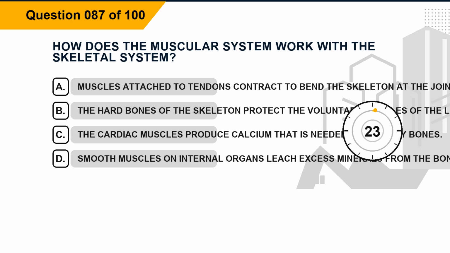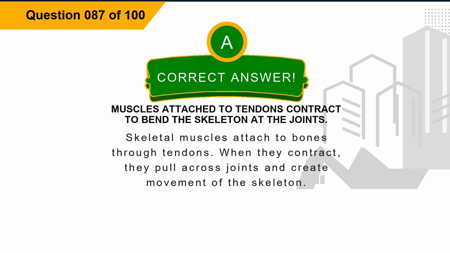Question 87. How does the muscular system work with the skeletal system? Option A, muscles attached to tendons contract to bend the skeleton at the joints. Option B, the hard bones of the skeleton protect the voluntary muscles of the limbs. Option C, the cardiac muscles produce calcium that is needed for sturdy bones. Option D, smooth muscles on internal organs leach excess minerals from the bones. The correct answer is option A. Muscles attached to tendons contract to bend the skeleton at the joints. Explanation. Skeletal muscles attach to bones through tendons. When they contract, they pull across joints and create movement of the skeleton.